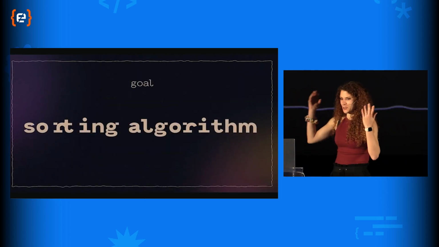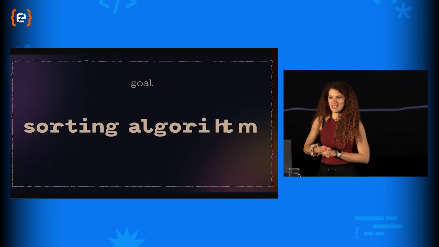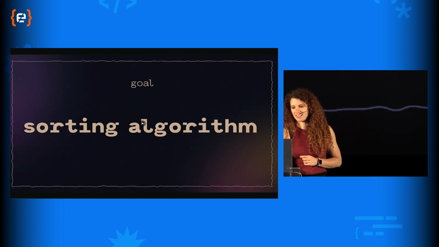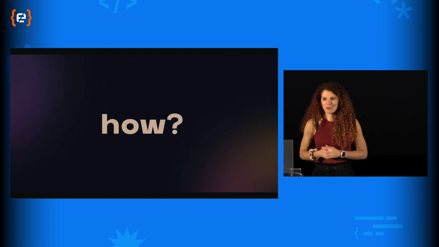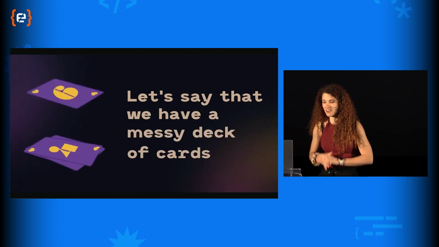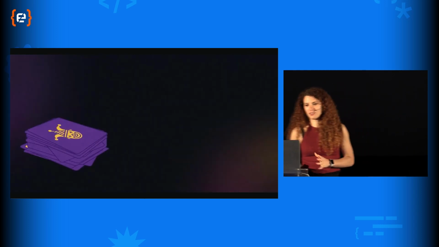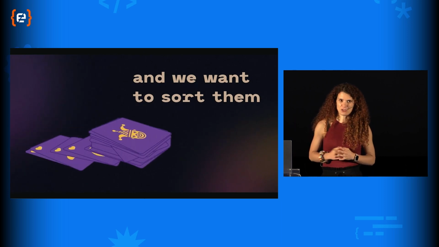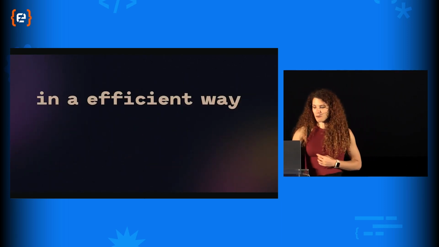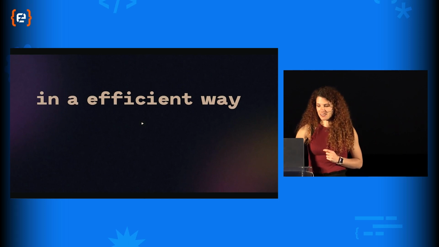Its goal is a sorting algorithm, so it's to order a list of items in the most efficient way possible. And let's see how. We are going to use the example of a deck of cards. So let's say that we have a messy deck of cards, and we want to sort them in an efficient way. But we don't want to do that. We don't have time. We are lazy. So we are going to ask Quicksort to do that for us.